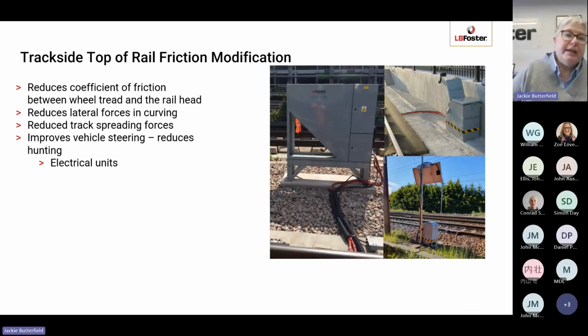The other option is to use a trackside top of rail friction modifier unit. Here we're reducing the coefficient of friction between the wheel tread and the rail head. And this reduces the lateral forces in curving. So you're reducing the lateral forces, you're reducing the angle of attack, and you're reducing the track spreading forces. It also can improve the vehicle steering and reduces hunting. In terms of applying from a trackside unit, this is predominantly only done via an electrical powered unit.